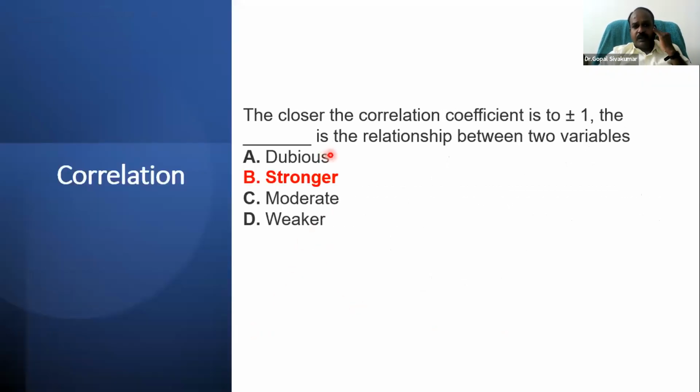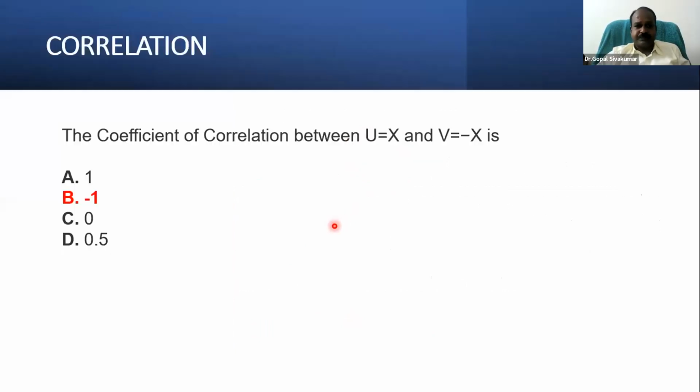Now this one. The closer the correlation coefficient to plus or minus 1, the relationship is stronger, moderate, weaker, or dubious. What do you think? Stronger. 0 means weaker, right?